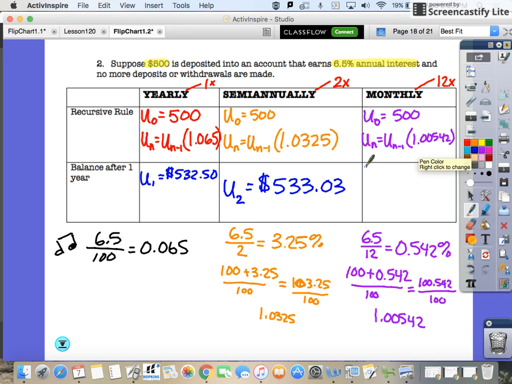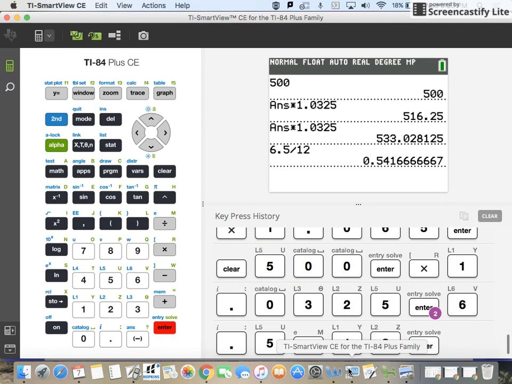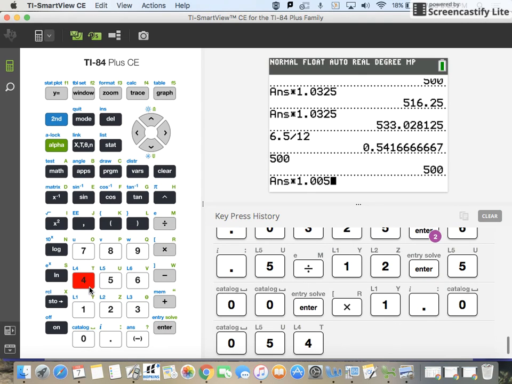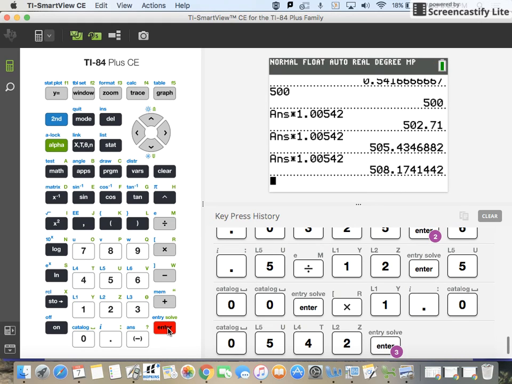If you want to find how much you'd have after a year, you need u sub 12 because you're getting 12 payments. That's what you're going to look for after 1 year. In our calculator, we'll do 500, enter, times 1.00542, enter. That's 1, 2, 3, 4, 5, 6, 7, 8, 9, 10, 11, 12. We get 533.51.